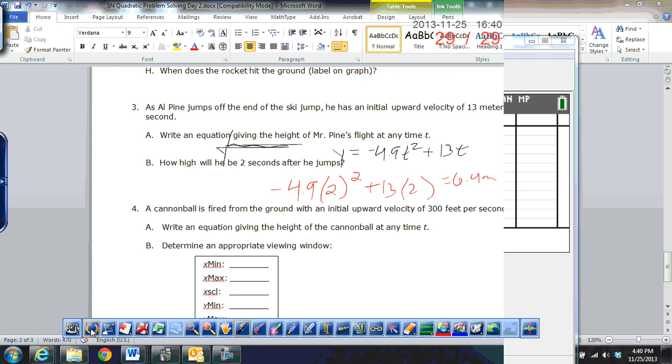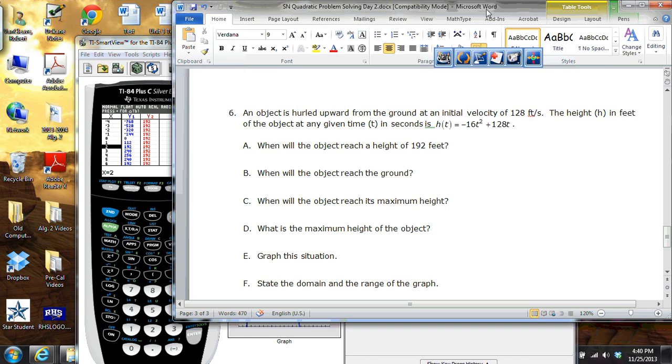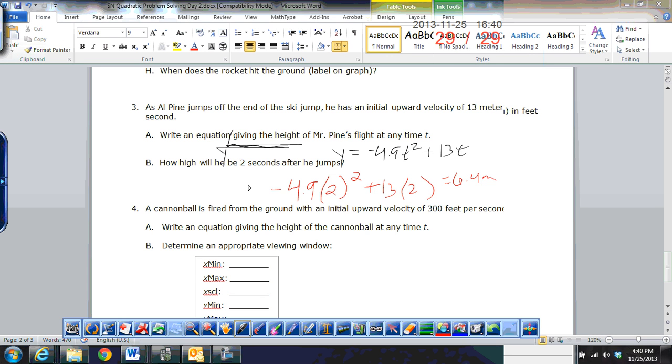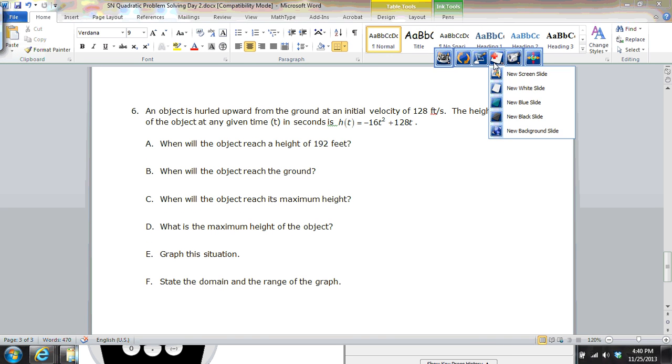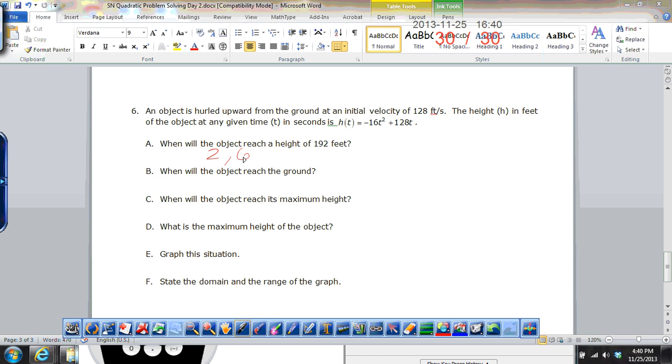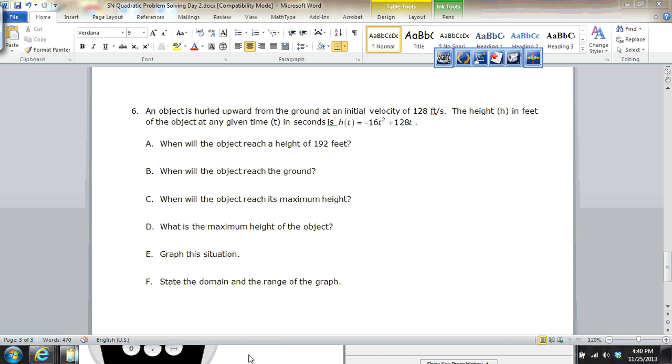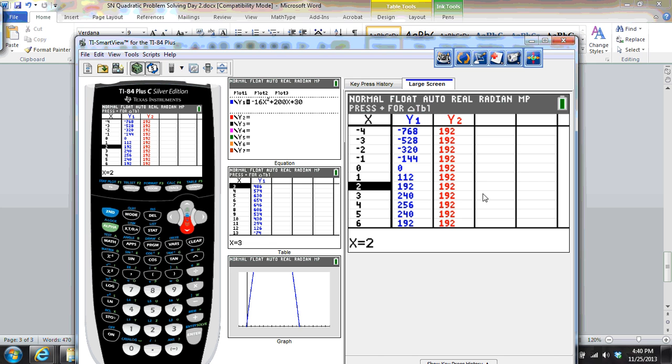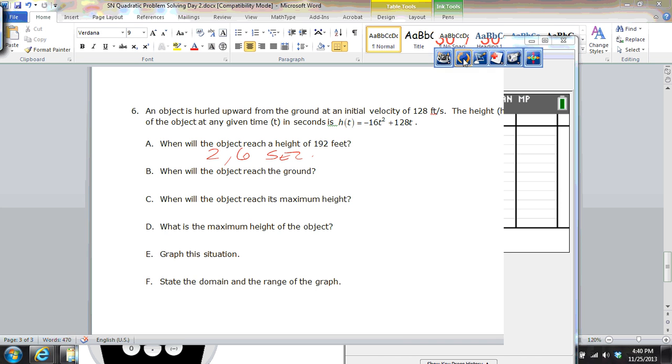Oops, this is not what I wanted to do. Sorry. Nope, still screwing up. One more time. There we go. So at 2 and 6 seconds. When will it reach the ground? If I go back here, looks like at 0 seconds. Duh. And at 8 seconds. See, 8, 0. It'd be wise to go and double check with the graph, but believe me, it is 8 seconds.